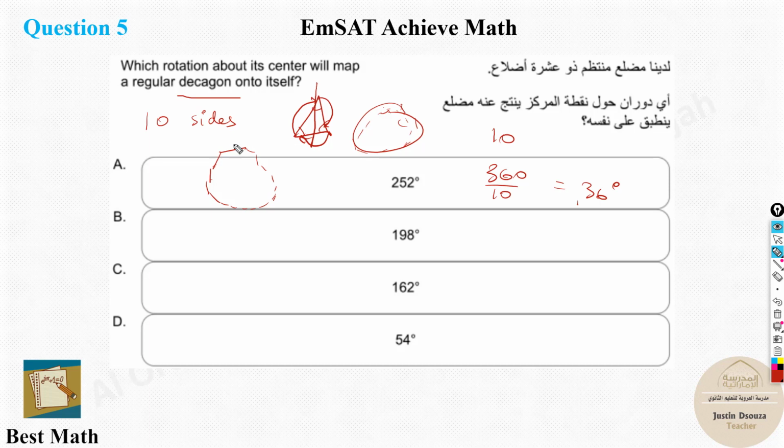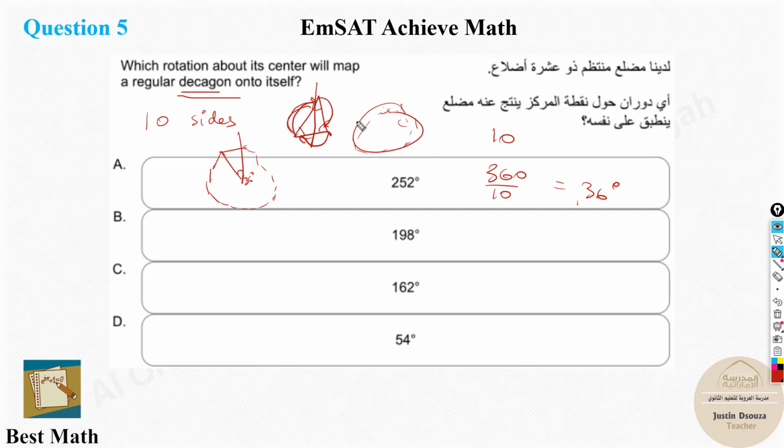So every time you turn 36 degrees, what happens? It will map onto itself. Just imagine you're turning this like this and you will get the same decagon itself. Now, if I turn this by 60 degrees, what happens? This triangle becomes a triangle only. This comes up and everything happens, right? So this is the thing. If I move by 36, I'm going to map the decagon onto itself. So 36 would be the answer, okay?